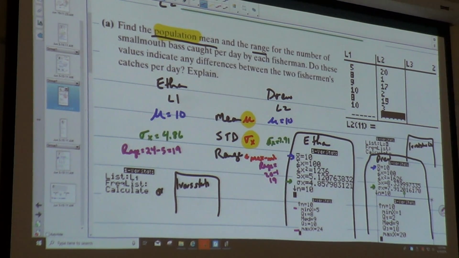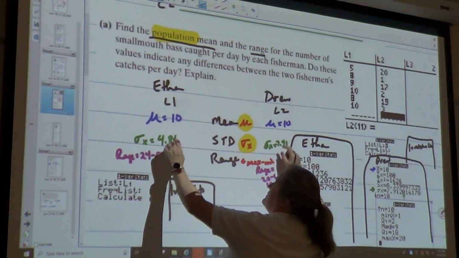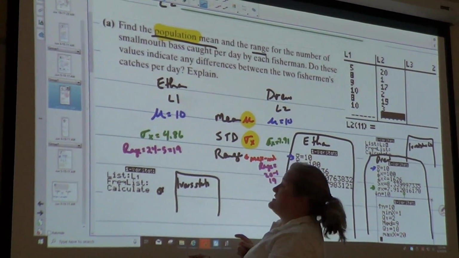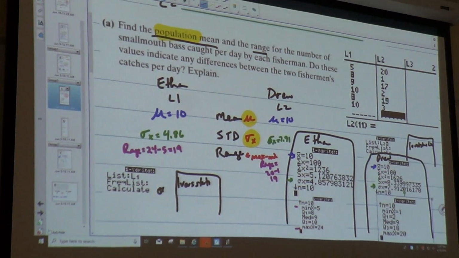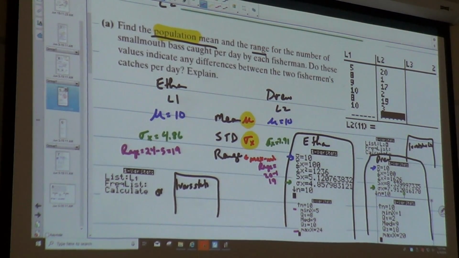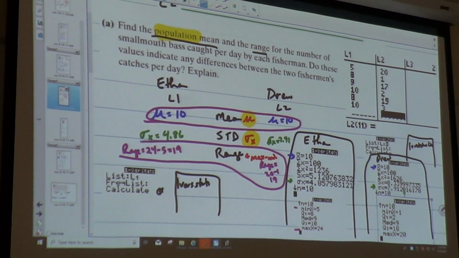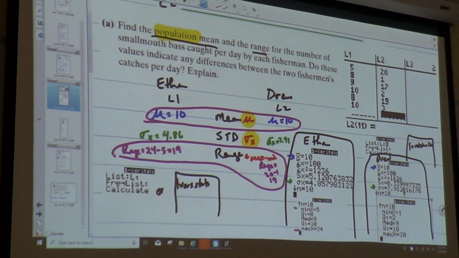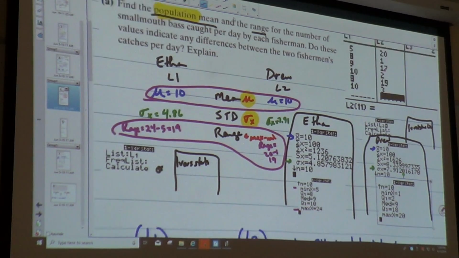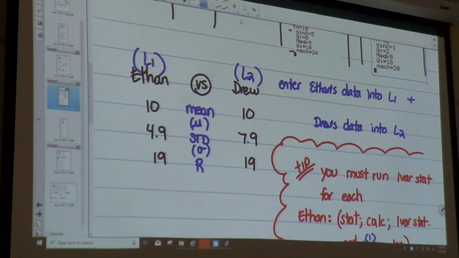Now, it says, do these values indicate any differences? They only wanted us to look at the mean and the range. The mean was 10 and the range was 19. Does that tell us anything? Because they only wanted us to look at the mean and the range, does that indicate any differences? No, because they both have a mean of 10, and they both have a range of 19. Cool?